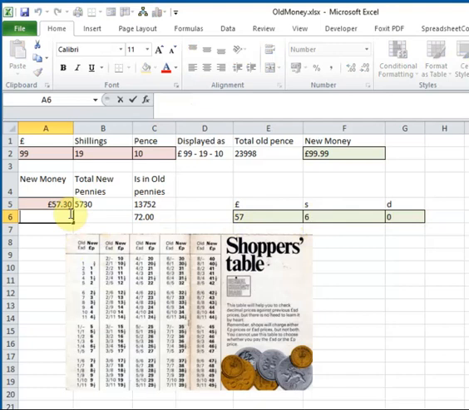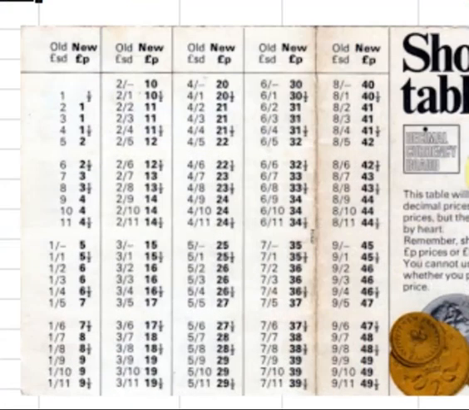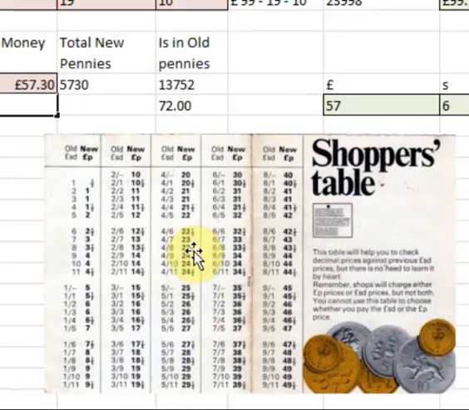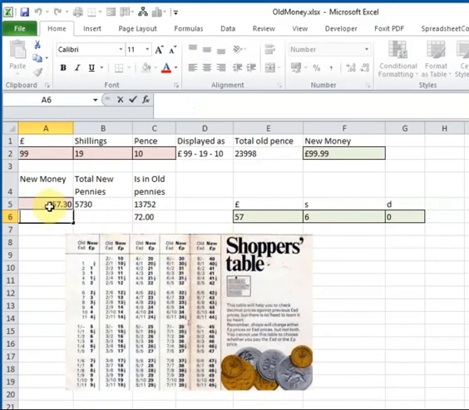And there are several ways you would do this. You could look it up on a ready reckoner. If we wanted to see what 7 and 6 was, we would cut across and we would see that that was worth 37.5 pence. We don't have any half pennies anymore, so I'm discarding that from this spreadsheet. Or you'd know that if a shilling was 5 pence, 2 bob was 10 pence, so 30 pence is 3 lots of 10 pence, and therefore the amount that you're looking for is 6 shillings. So to convert 57.30, it would be £57, 6 shillings, no pennies.